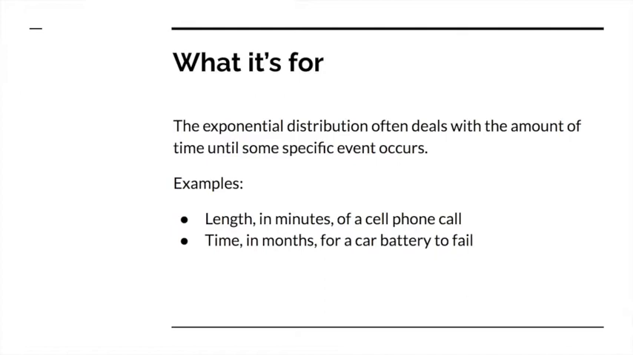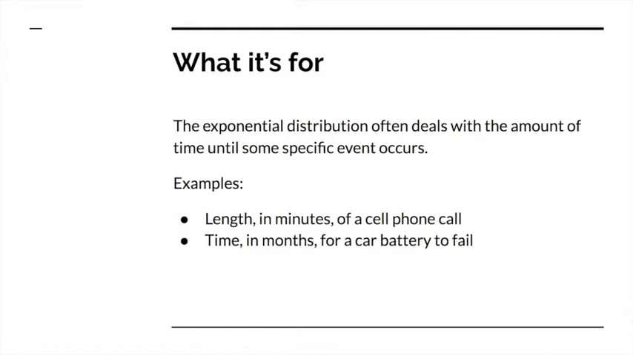So a couple of situations that might fit this would be the length in minutes of a cell phone call. While you might occasionally spend an hour on the phone with someone, you're much more likely to spend 5 minutes on the phone with someone. So you're more likely to have shorter cell phone calls than really long ones, and things like car batteries, right?